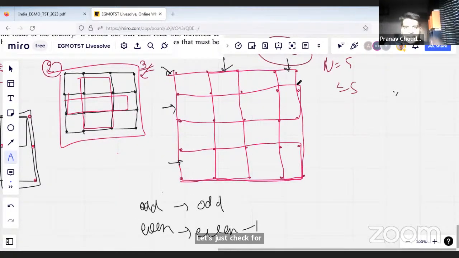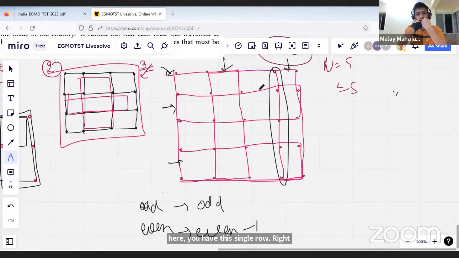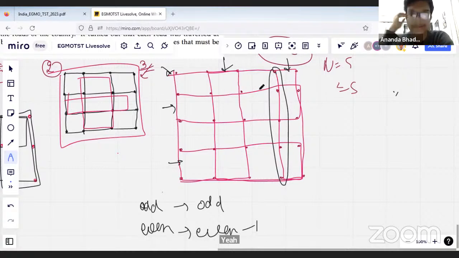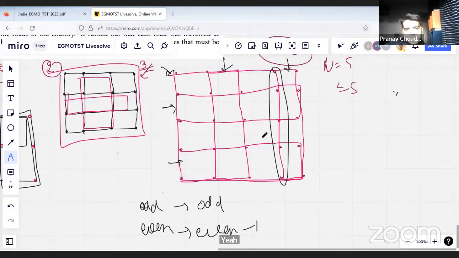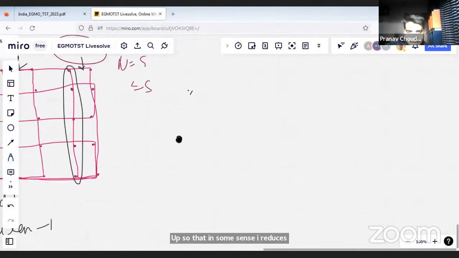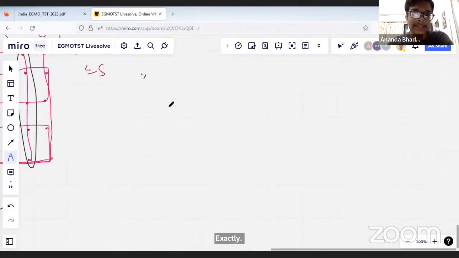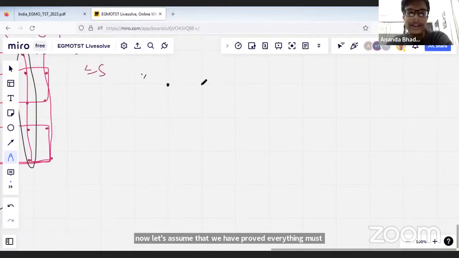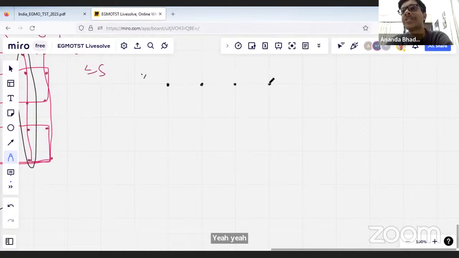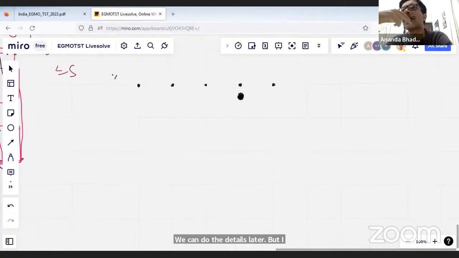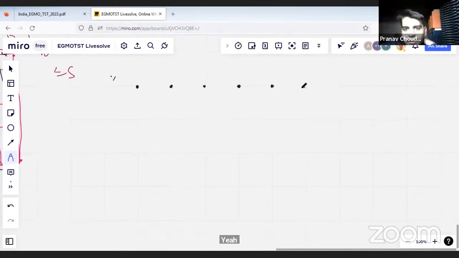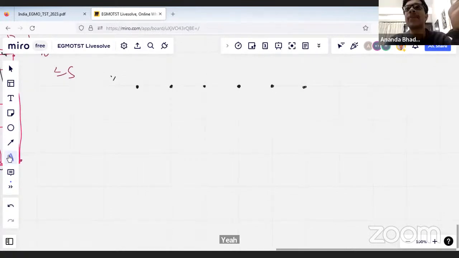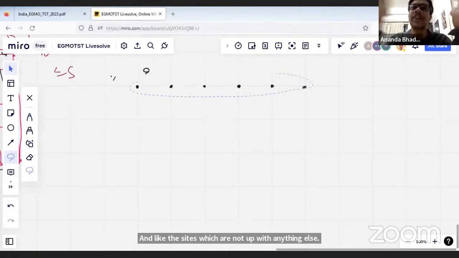Because in the even case, here you have this single row, right? In the odd case. But in the even case, everything is paired up, so in some sense that reduces. Intuition says that. Let's check for 6. For now, let's assume that we have proved everything must have a side of length n, every rectangle. We can do the details later, but I think that should be true. Then you're essentially pairing up sides. A rectangle is doing that. And the sides which are not paired up with anything else are covered by the short sides of the other rectangles.